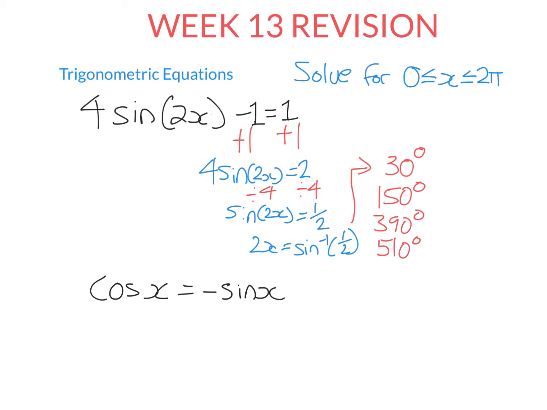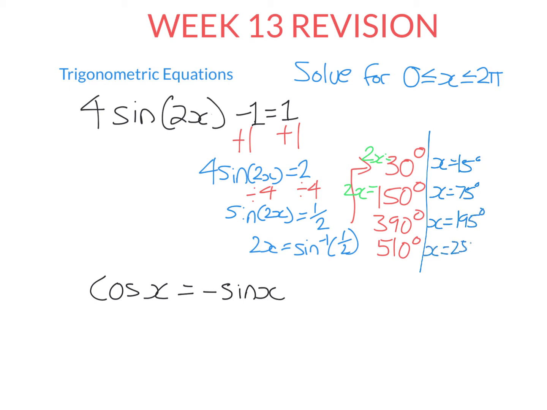See, each of these is not the value of x. Each of these is a value of 2x. So I get 2x equals 30, 2x equals 150, and so on. So my solutions are, if 2x equals 30, x is 15 degrees. If 2x equals 150, x is 75 degrees, and so on. I just divide each of these solutions by 2.